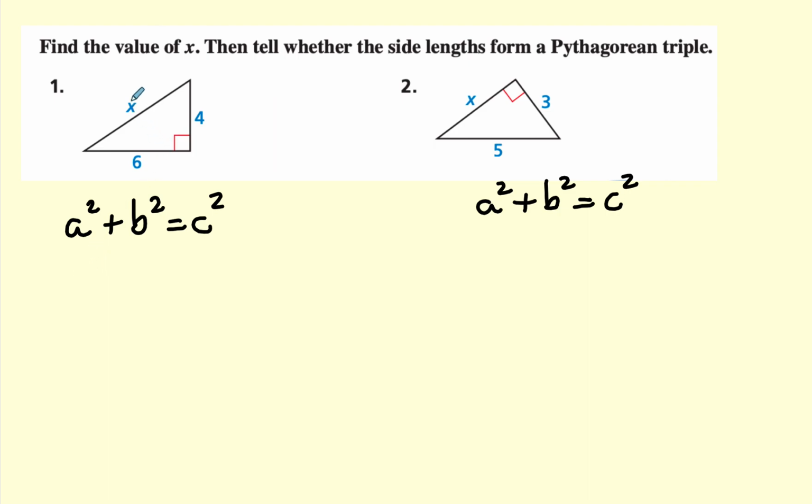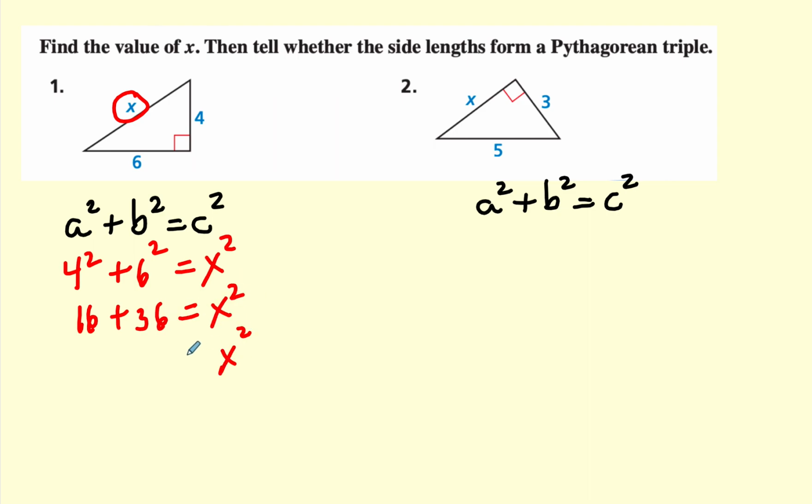Okay, so I do know that this is the hypotenuse, so it doesn't really matter which leg you put for each. And then this is going to be 16 plus 36 equals x squared, and x squared is equal to 52. Now, when I take the square root of both sides, I know I am not going to get an integer. I'll get a number, but not an integer. So I have found what x is. I can put it in the calculator. The square root of 52 is approximately 7.2, and this is not a triple.